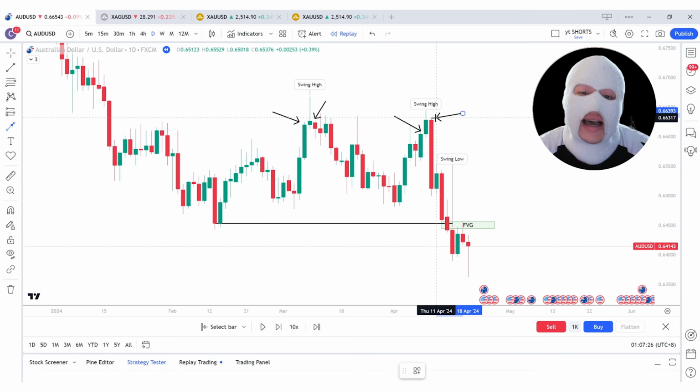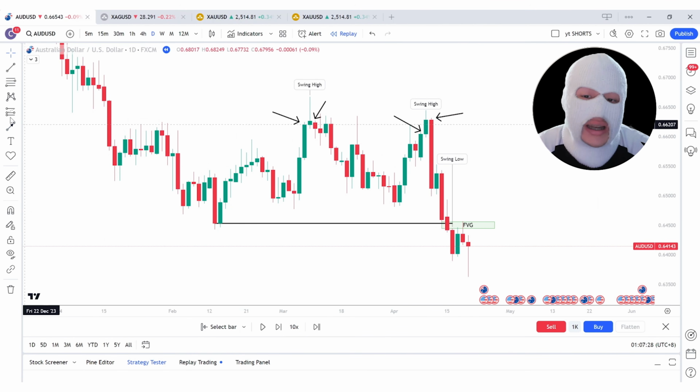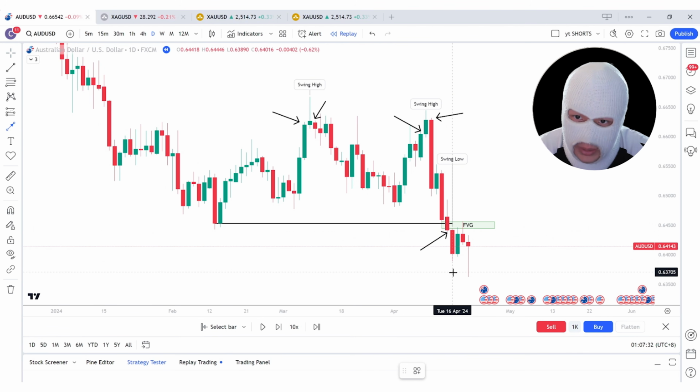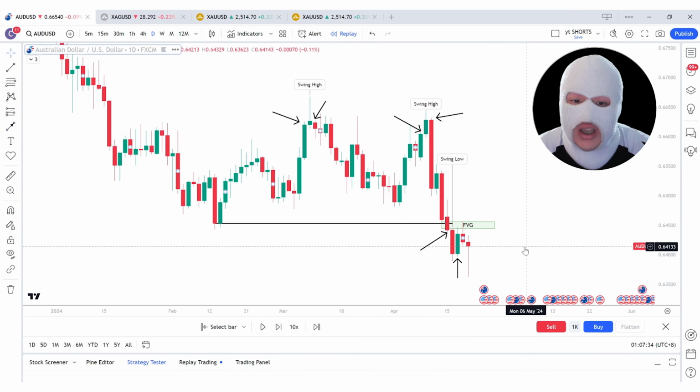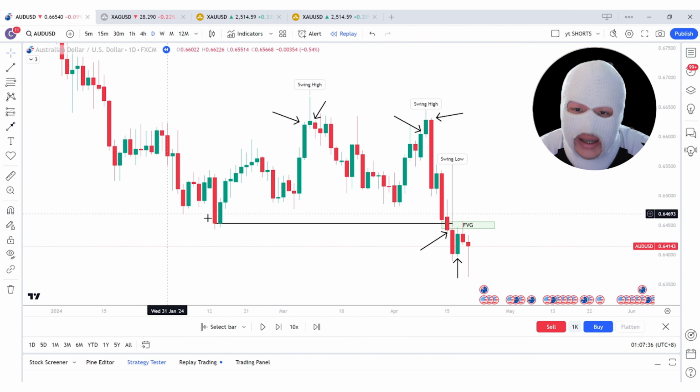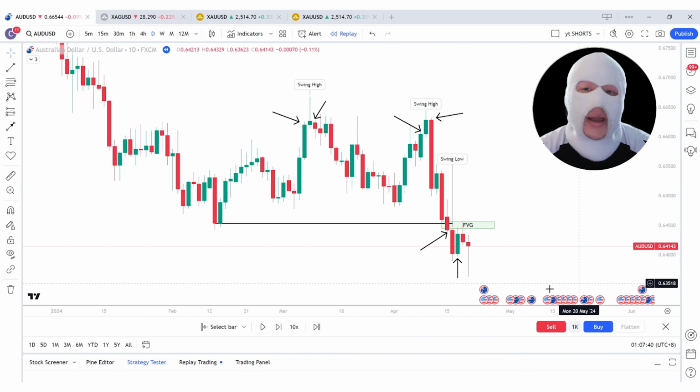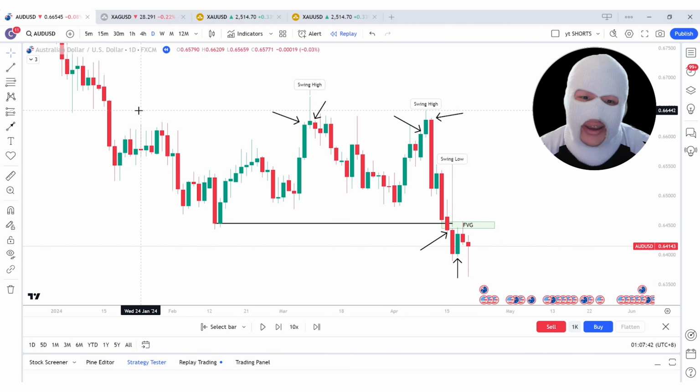Conversely, swing lows are lows with a higher low towards the left and the right of that specific swing low. This right here is an example of a swing low with a higher low over here and another higher low over here. Now, let me circle back to the main topic, finding perfect entries.